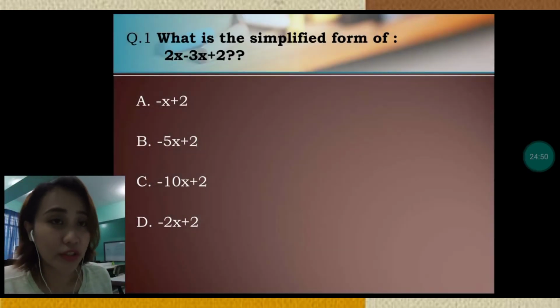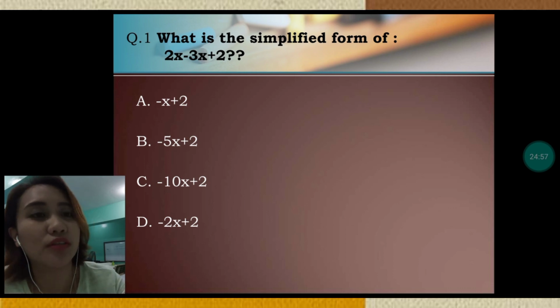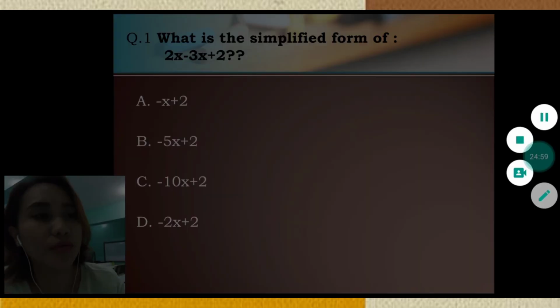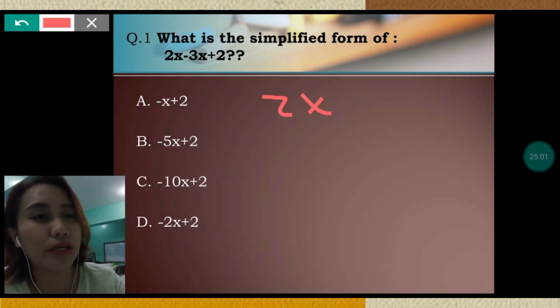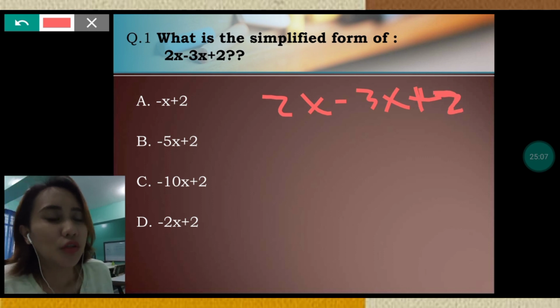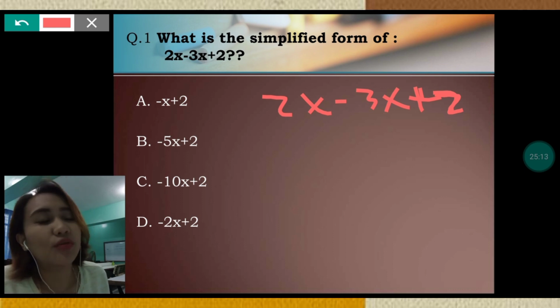Now I have here question number 1. What is the simplified form of 2x minus 3x plus 2? Let's write that down. 2x minus 3x plus 2. We can actually combine 2x and negative 3x because those are similar terms. They have the same variable.